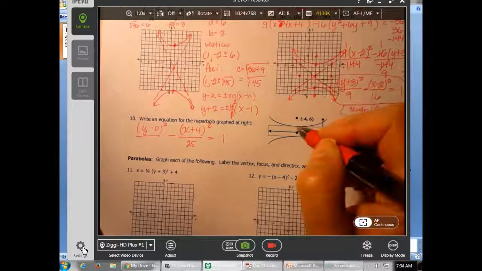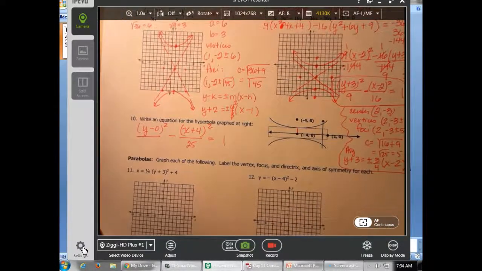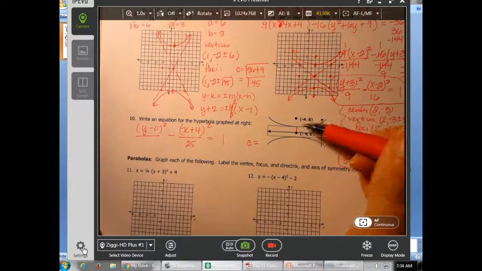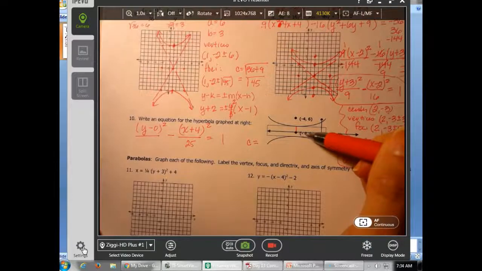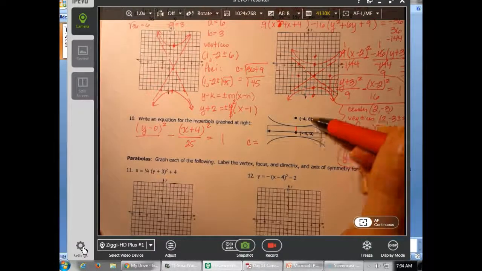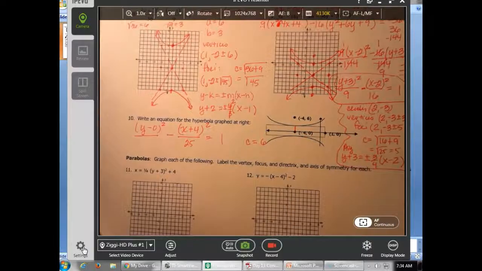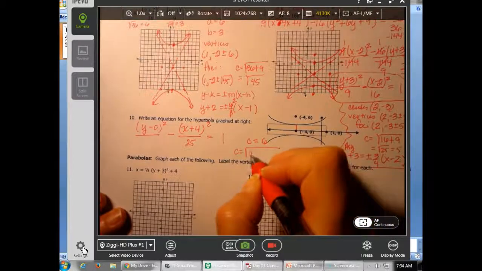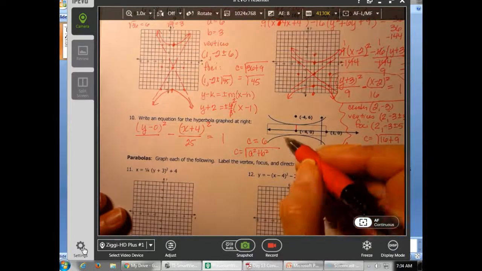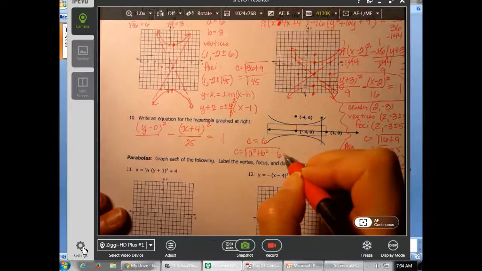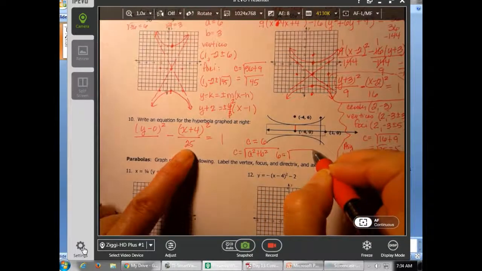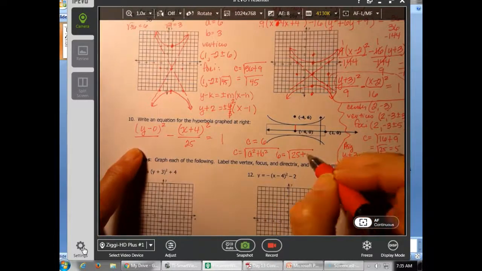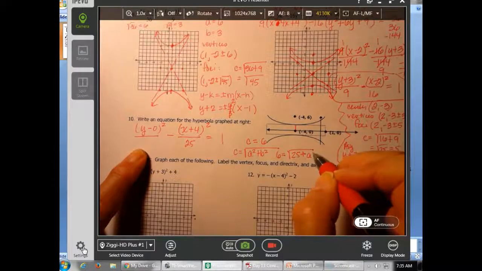Now, I don't know this distance. It's not telling me that. But I can find C. So let's find C. So I'm going from -4, 0 up to -4, 6. So I'm going up by 6. So C is 6. So what I'm going to do is use my formula, which says C is equal to the square root of A squared plus B squared. So I know C is 6, and I know that one of my denominators is 25. So 25 plus, and it doesn't really matter what you call this one, let's just call it A squared there.